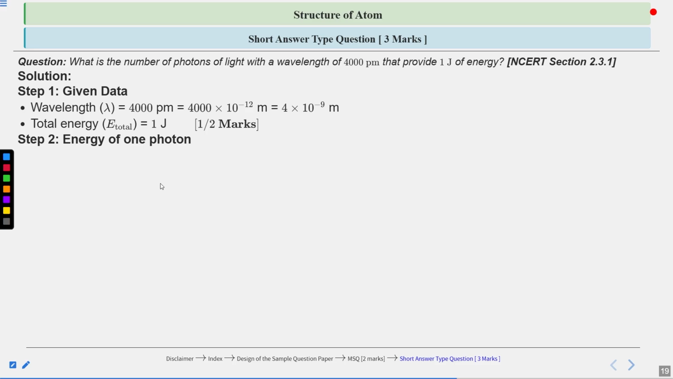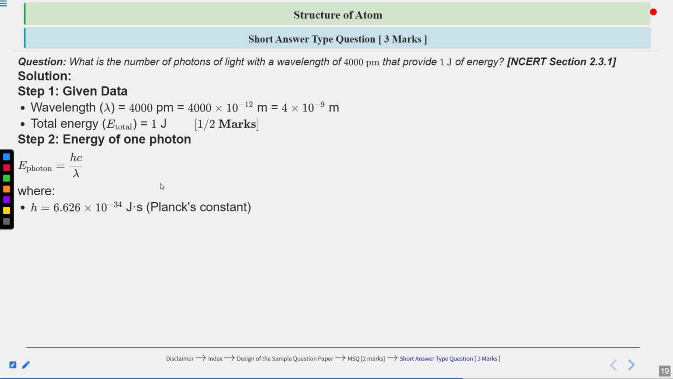Next is the energy of 1 photon. How do we calculate it? It's very simple. You know that all light travels with the same speed, that is c. So you don't have to worry about c. The value of Planck's constant is also not a variable one. So you have to calculate the energy, and lambda is also given. So what are these three things?